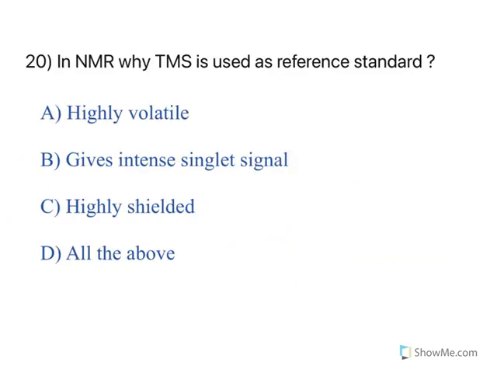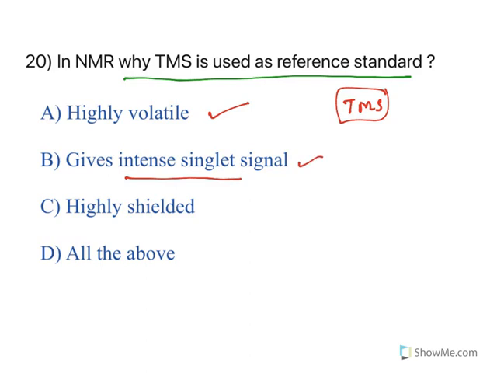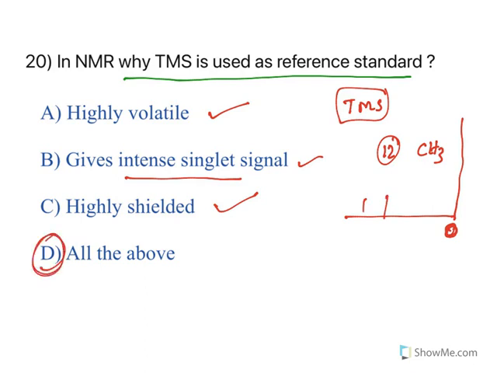Next one. In NMR, why is TMS used as a reference standard? This is a good one. See, TMS is very highly volatile. What is the advantage with that? You take the sample, you just evaporate it, you will get rid of TMS and your sample will be a pure sample. One of the answers: gives intense singlet signal. True, because it has got 12 protons, tetramethyl, 4 methyl groups, 12 protons. A singlet will be there, which is very prominent. You don't have any confusion and it occurs at the end. This is also true. Highly shielded, true. Because of this high shielding, it appears at the end and you don't get any overlapping of signals. So all of them are correct with respect to TMS.